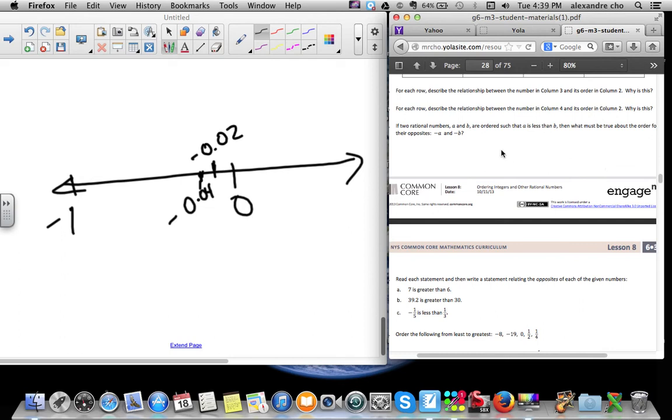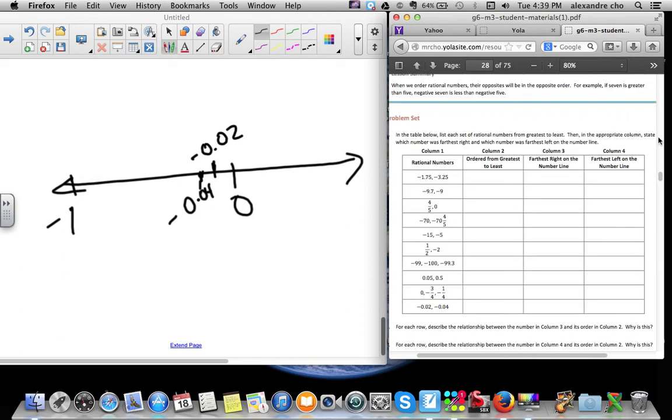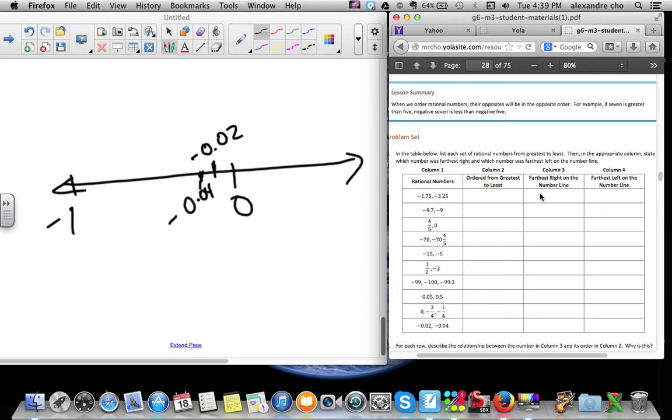Describe the relationship in column 3 and its order in column 2. Column 3 and order in column 2. Okay, the number farthest on the right will always be the bigger number. Okay, that's the relationship.